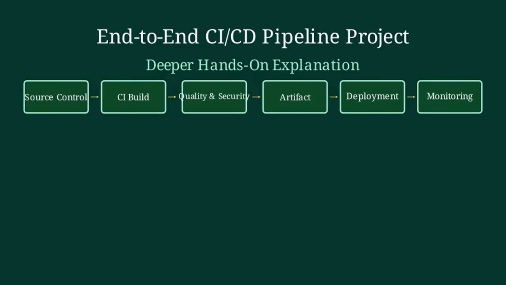Stage 1 is source control, the starting line. We use Git, hosted on GitHub, GitLab, or Bitbucket. We configure a webhook so that every push triggers our pipeline. We also use feature branches and only merge to main when the code is ready.